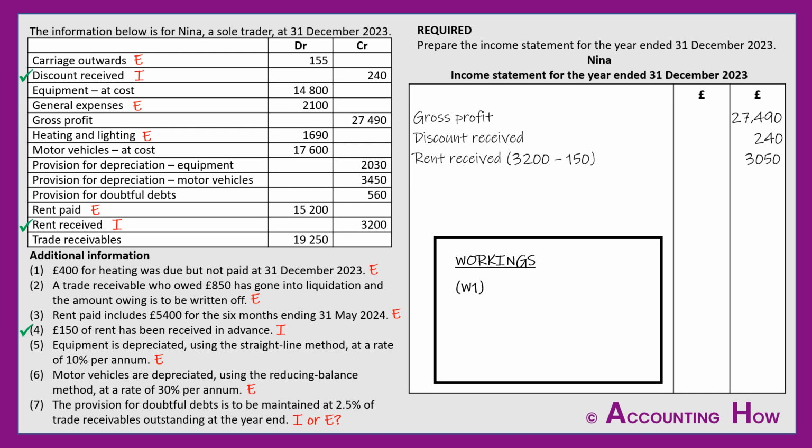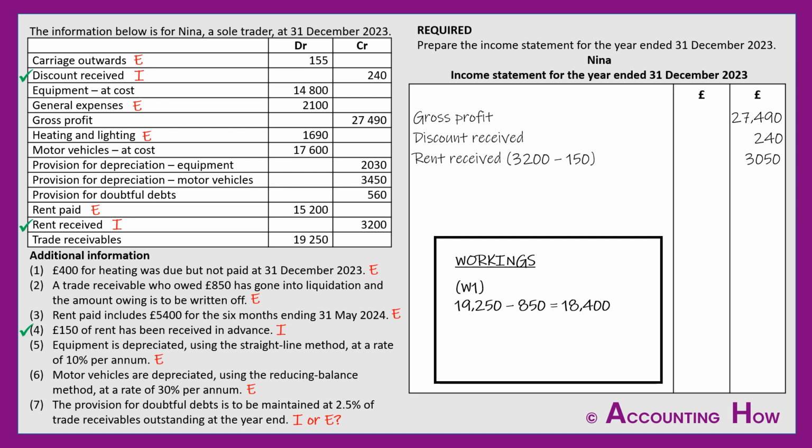And what do I know then about her trade receivables? It tells me the final figure in the trial balance. Her trade receivables are £19,250. But they've been a little bit sneaky in this question because do you remember item 2 in the additional information? Let's go back to item 2. It says a trade receivable who owed £850 has gone into liquidation and the amount owing is to be written off. So that £19,250 includes this debt that we've got to write off. So the first thing I'm going to do then is take that £850 out. That now gives me a figure for trade receivables of £18,400.